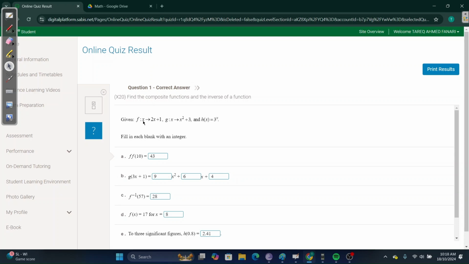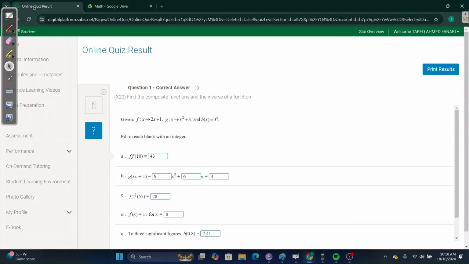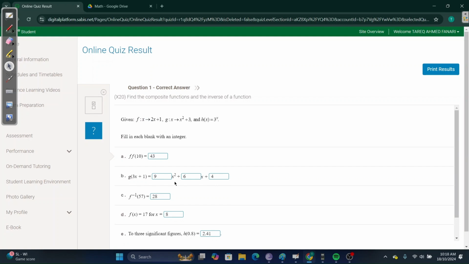Given f of x is 2x plus 1, g of x is x squared plus 3, and h of x is 3 to the power of x. Now for this question, you will need a calculator because with h of x you're going to be dealing with exponents, and obviously you're not going to figure this out without a calculator. And keep in mind, calculators are allowed for this exam.